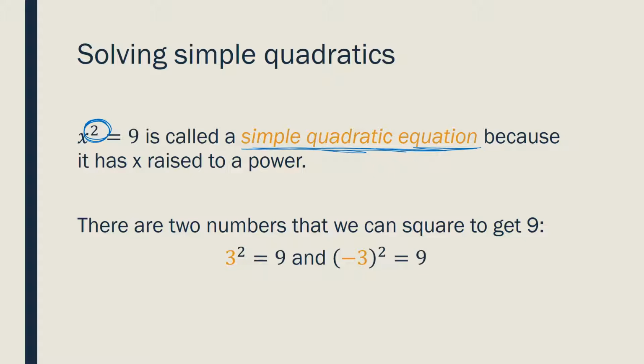Now, just to reiterate what we've been looking at, there are two numbers that we can square to get 9, just like there were two numbers that we could square to get 121, which were 11 squared, or minus 11 squared. So it's the same thing here. We can square 3, or we can square minus 3, and we're going to get 9. So there are always those two numbers that we can square. This is just the reverse of what we did before.